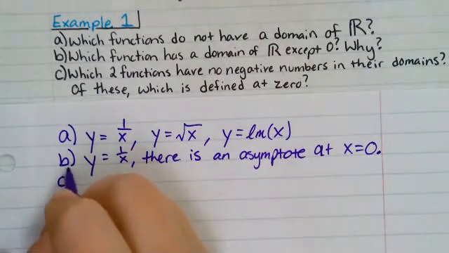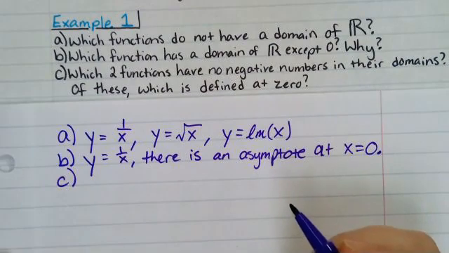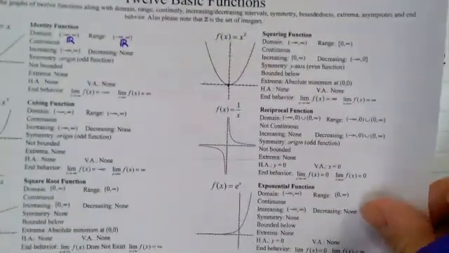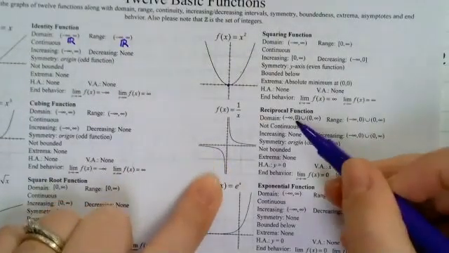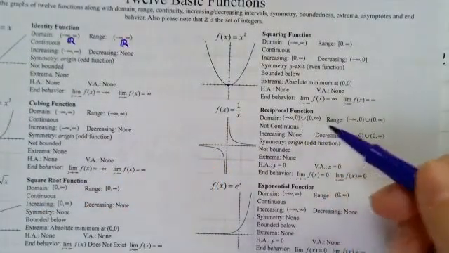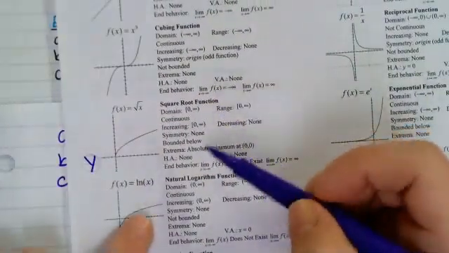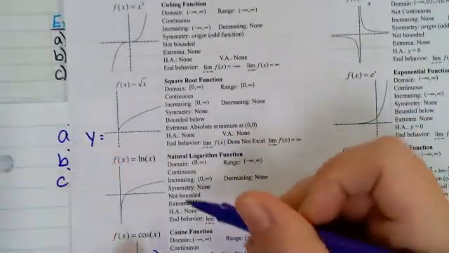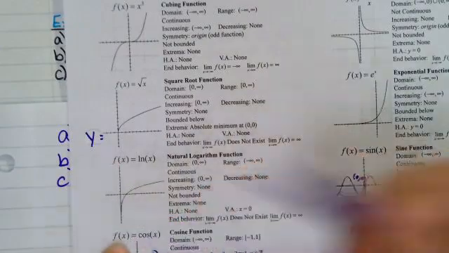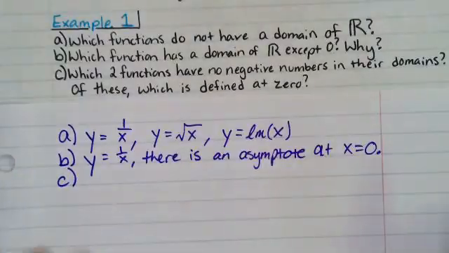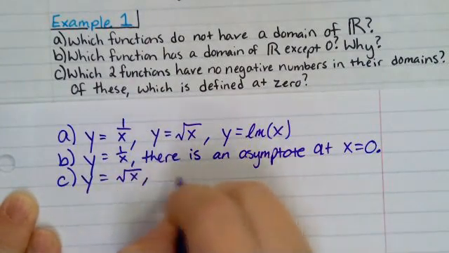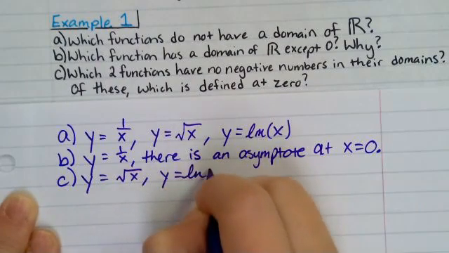All right, C, they said which 2 functions have no negative numbers in their domains. Which ones have no negative numbers, only positive? Well, reciprocal did have negatives. You can see there's stuff on the left side, from negative infinity to 0, so that does have negatives. But square root does not. It starts here at 0 and goes to the right. There are no negatives. The other one was natural log. There are no negatives, nothing on the left side of that y-axis. So we're going to say it's those 2: y equals the square root of x, your square root function, and also our natural log function.